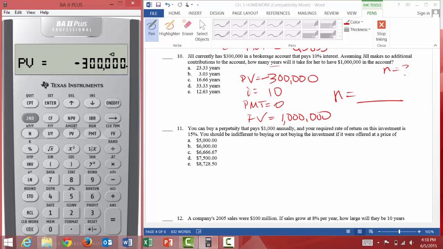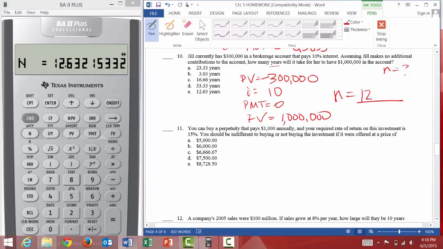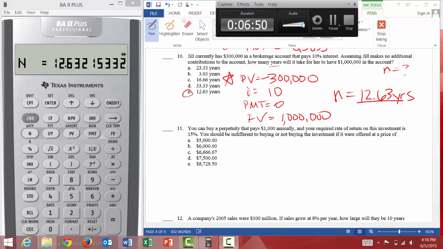It's like she made a $300,000 investment to ultimately get $1 million in the future. And then now I can hit compute N, and it takes 12.63 years. So we've got answer E. Anyways, that's a good illustration of if you get the error, you know that you should put one of these values as a negative, and we usually kind of choose the present value.